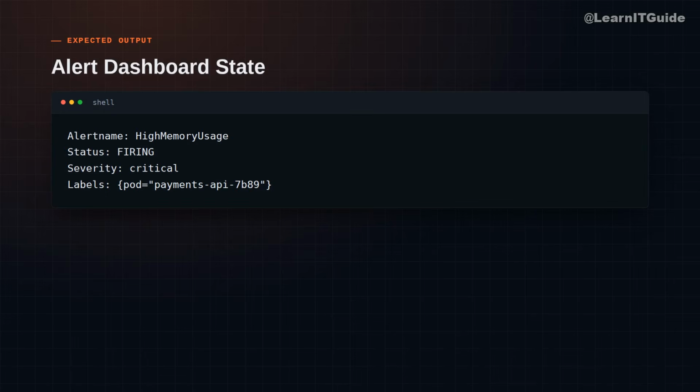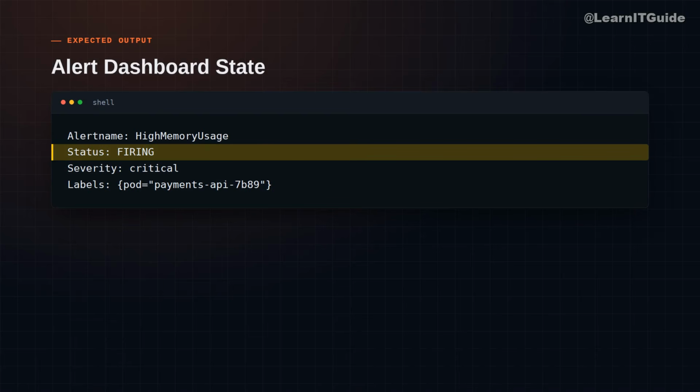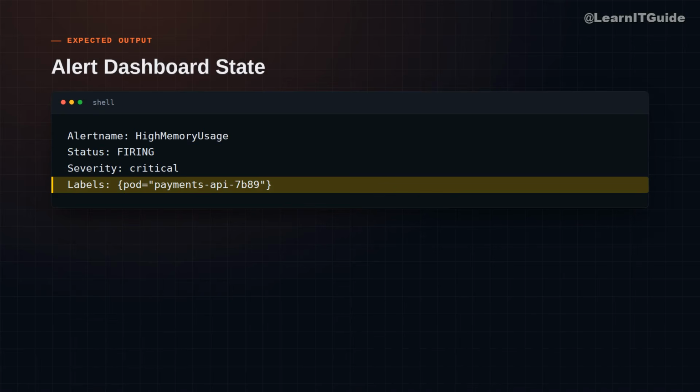Once triggered, your alert will appear in the Prometheus alerting tab. You can see the status as firing. This tells your on-call engineer exactly which pod is failing, allowing for rapid response during an incident.